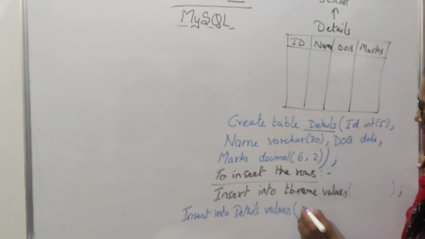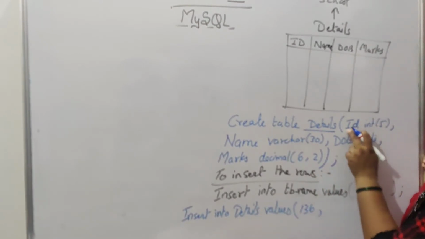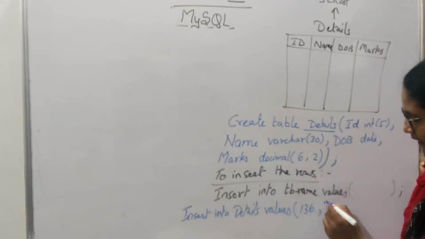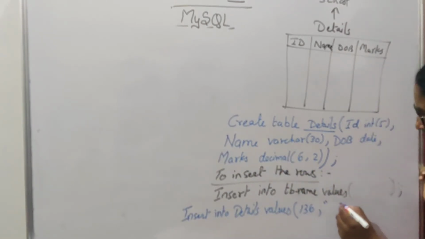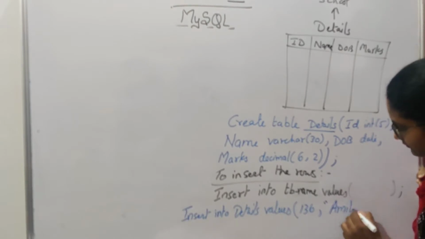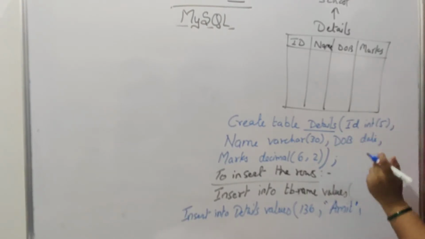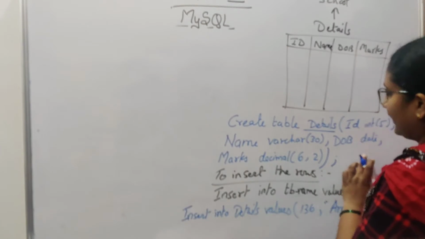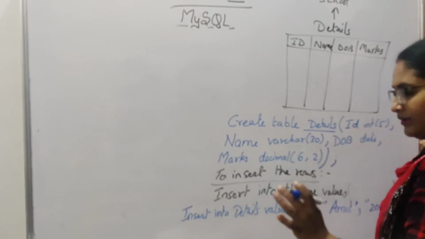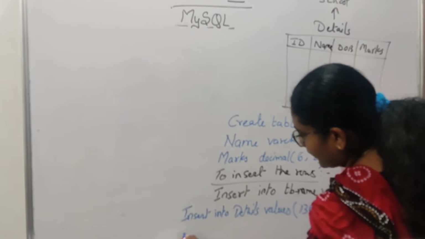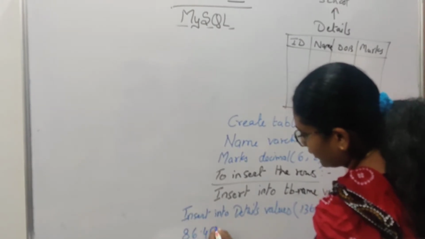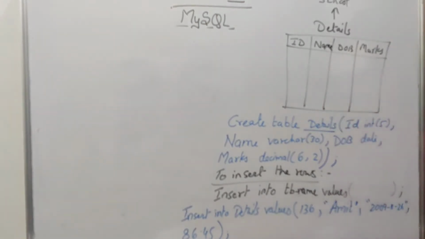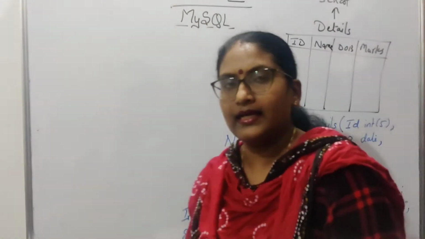bracket open, ID 136 comma. Done? We have done. Then name you have to write in the double quotes or in the single quotes. Okay, Amit, comma, date of birth, 2009/11/26. The date should also be in the double quotes. Date and name to be in the double quotes. Marks you write 86.45, bracket close, semicolon. You have inserted a single row.